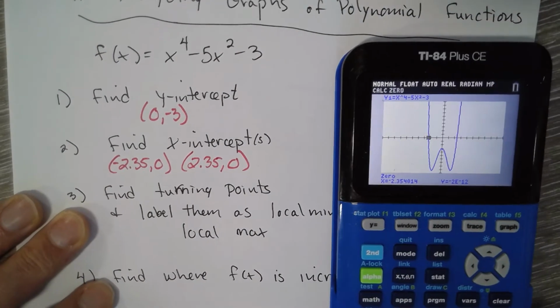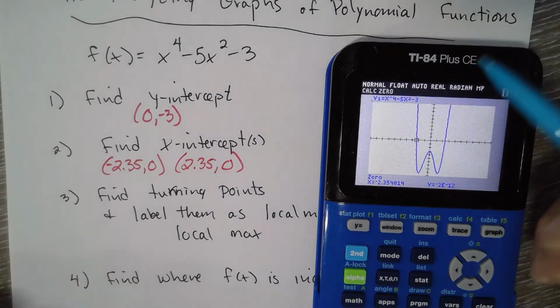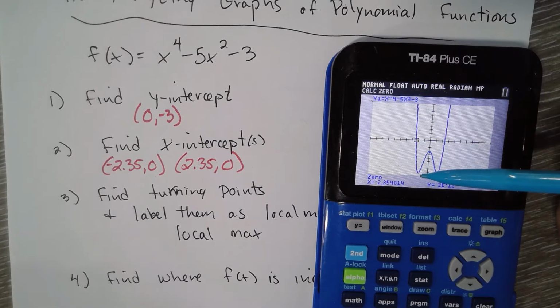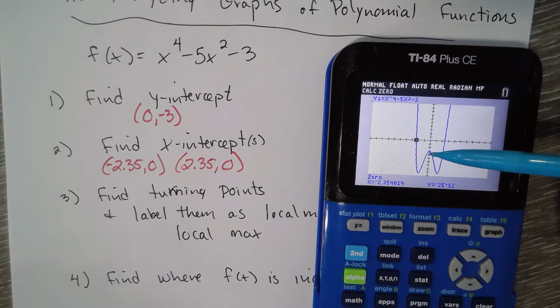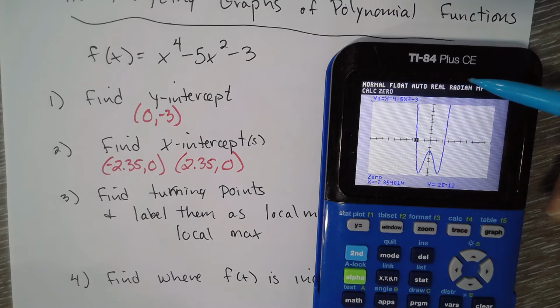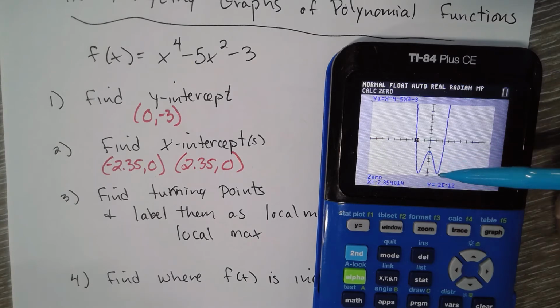So turning points are where it changes direction. It's decreasing until it gets to right there. There's a turning point. And then it increases, gets to right there. That's another turning point. And then it decreases to right here. That's another turning point. And then it increases forever. Okay, so we have 3 different turning points.